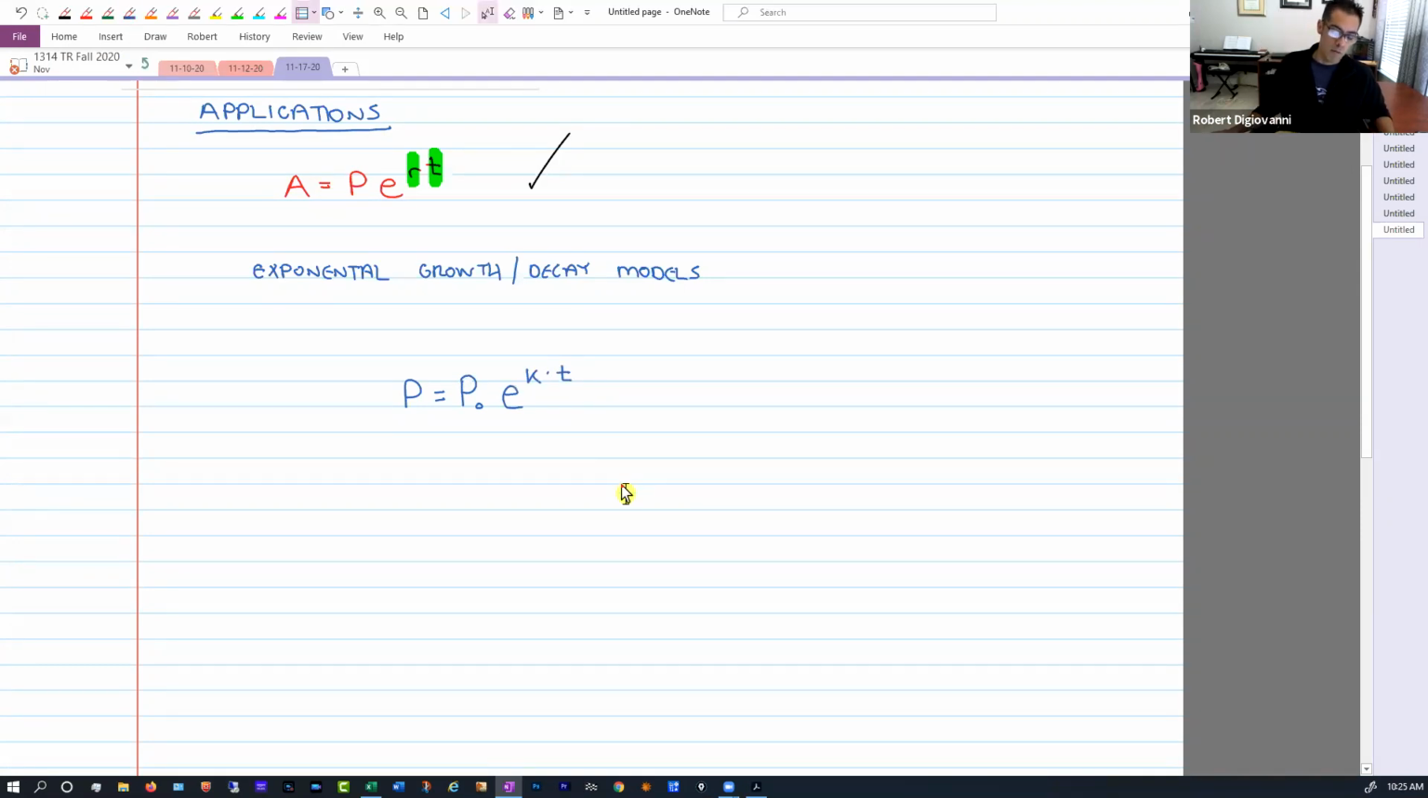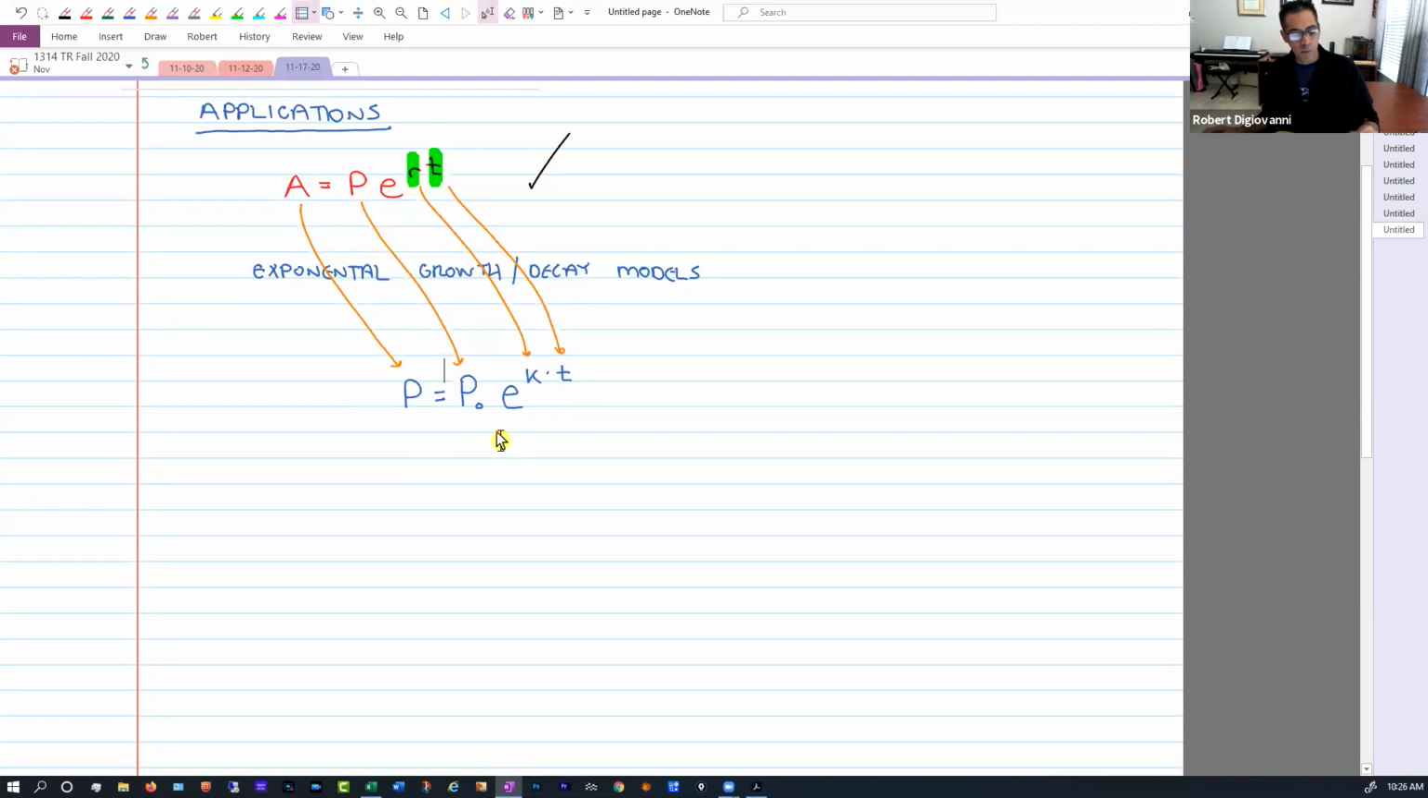Once you write this down, I want you to first realize that this formula is basically the shampoo formula. It's the same thing, we're just using different letters. Instead of A, I have P. Instead of P, I have P subscripted with a 0. We have e, which is the same, and then instead of r, we have k, and then we still have t. Do y'all see that this is basically the same shampoo formula?